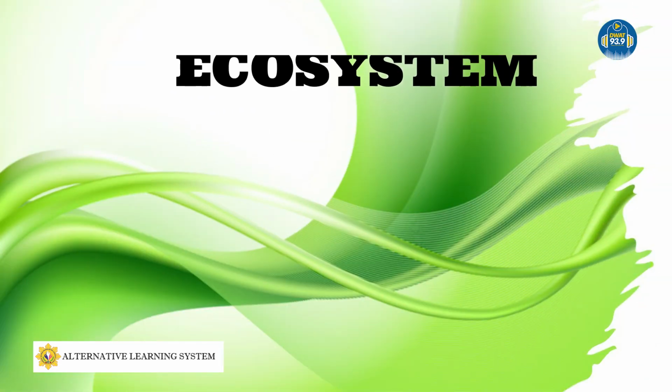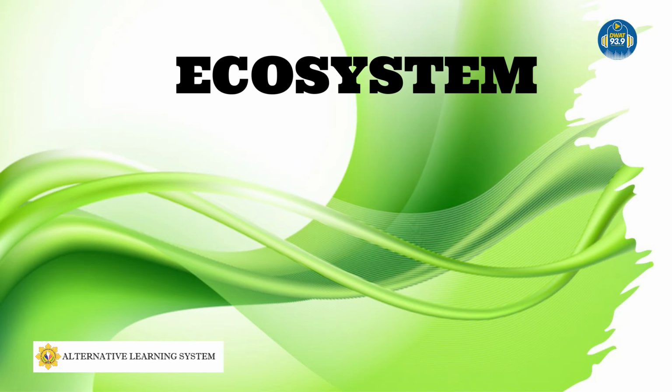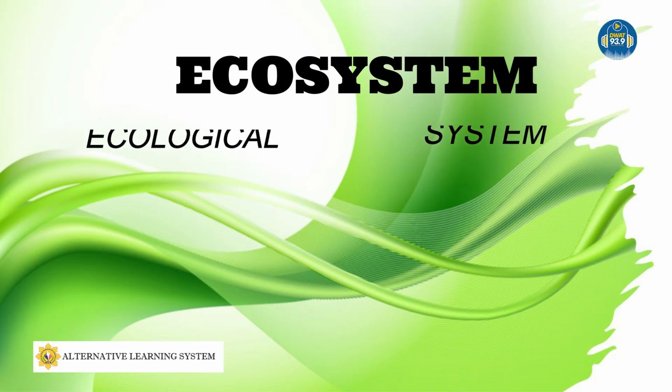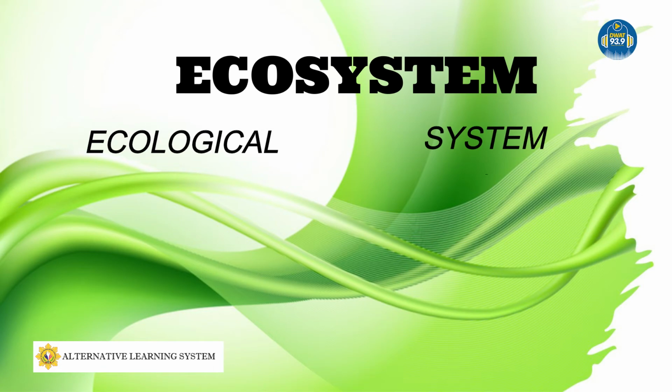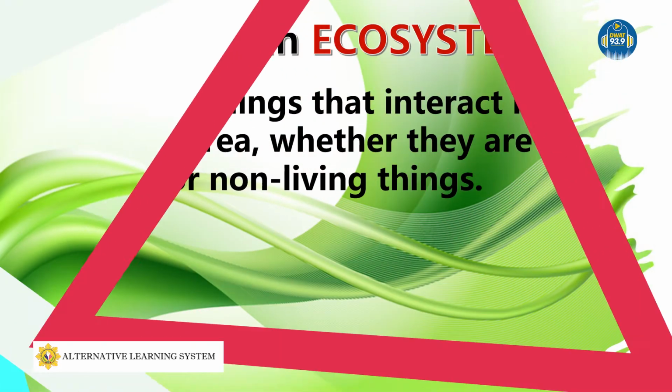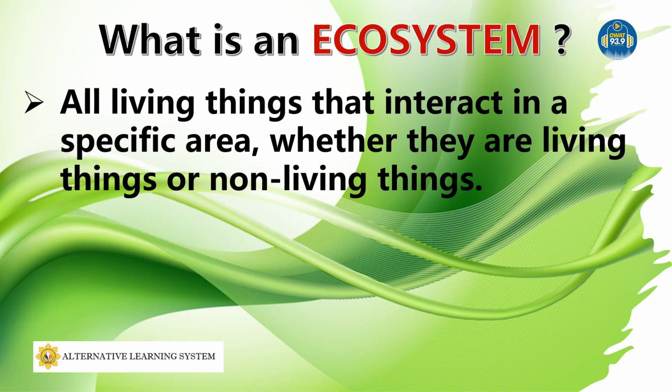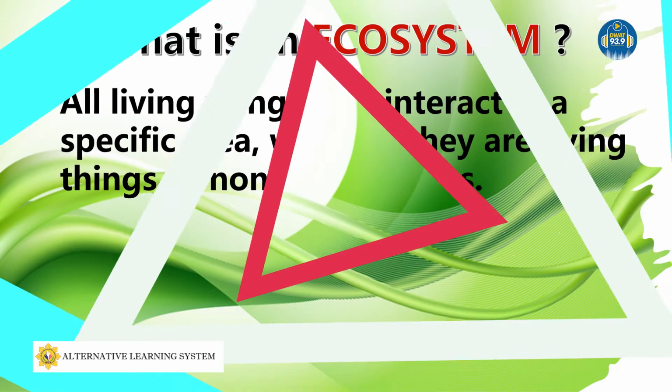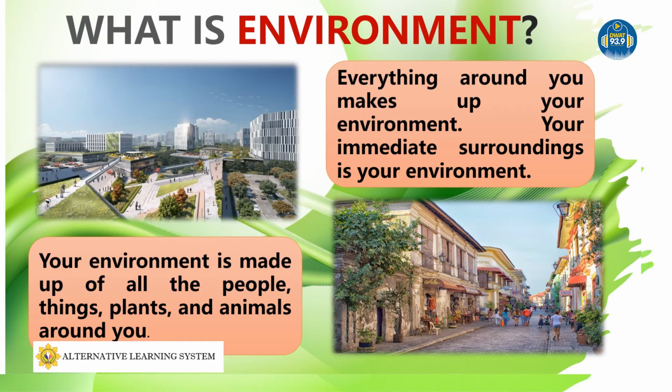Ecosystem. The word ecosystem is split into two parts, ecological and system. Ecological refers to the relationship between a living thing and where it lives, while system is something that you do over and over, similar to your daily routine. What is an ecosystem? All living things that interact in a specific area, whether living or non-living things.